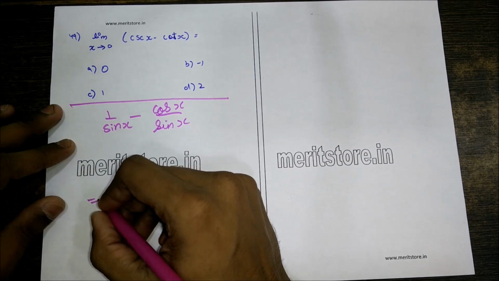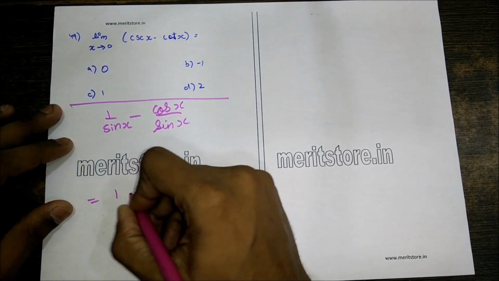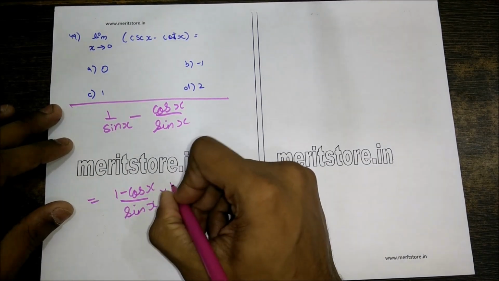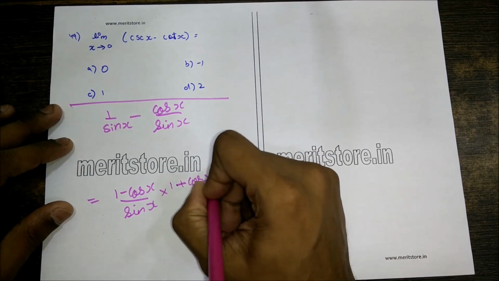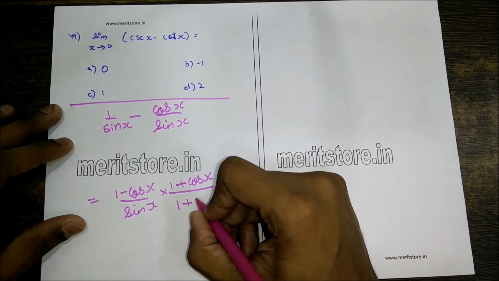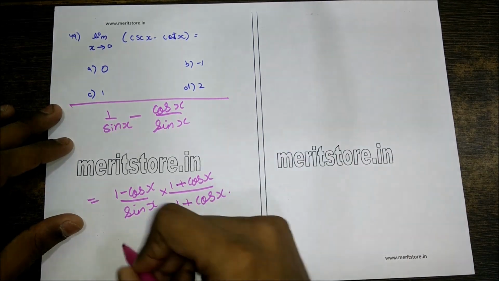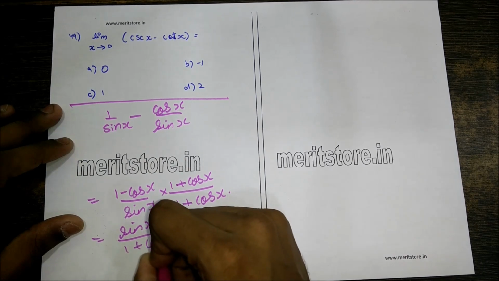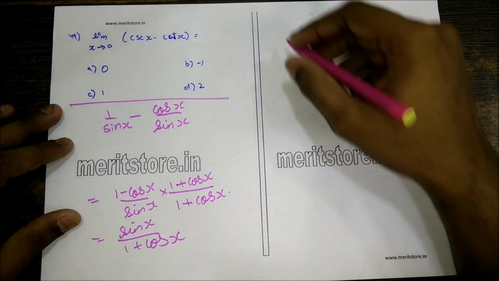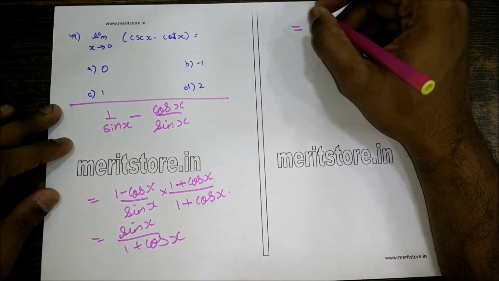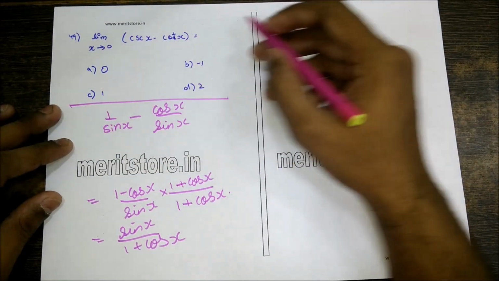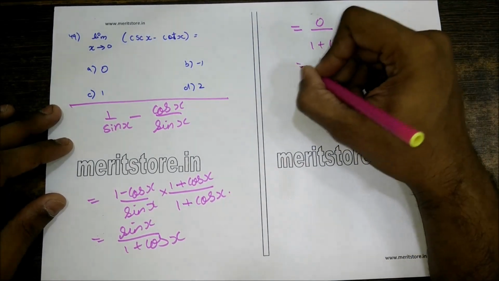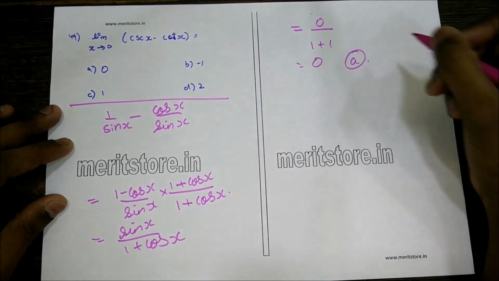Now applying limits, we would get (1 minus cos x) upon sin x into (1 plus cos x) upon (1 plus cos x). That gives us sin x upon (1 plus cos x), which equals, now applying x tends to 0, we get 0 by 1 plus 1, which is 0. That is option A.